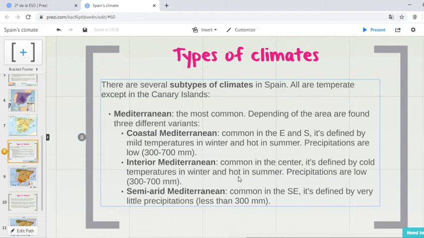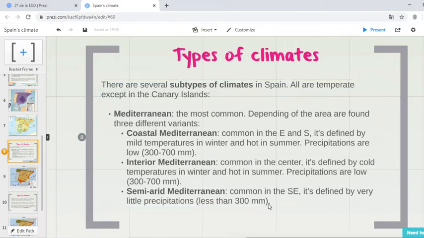Obviously not as cold as in Central Europe or Western Russia, but they are fairly cold for a Mediterranean climate. Temperatures are, as it happens with the coastal Mediterranean, fairly low. Finally, we got the semi-arid Mediterranean climate.